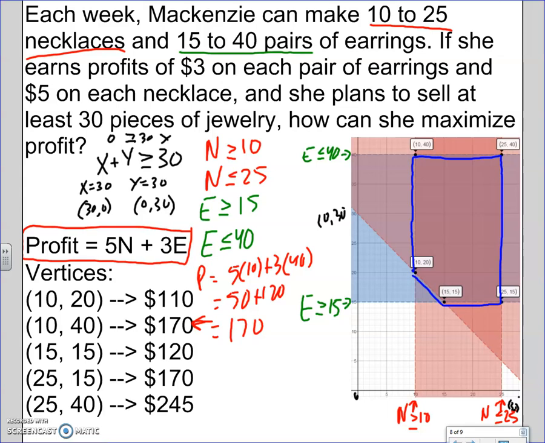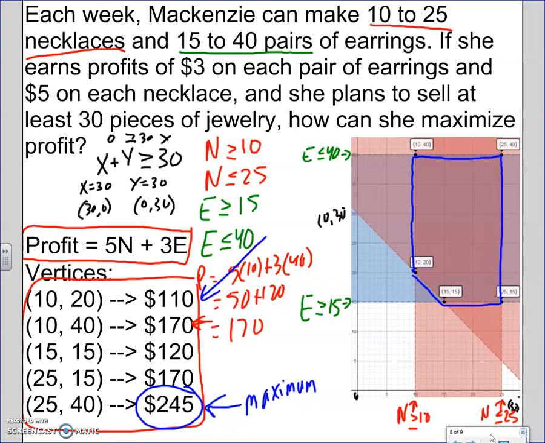By plugging in all these points, that's what this box down here is, you can see all the different numbers. She makes $110 for one situation, which makes 10 and 20. That's the minimum. She makes 120 from making 15. She makes 170 by making 25 necklaces, 15 earrings. Or if she does her maximum limit, she makes the full number of necklaces and earrings, 25 and 40, she'll make $245. That is her most profit. That's the maximum. And 110 right here, that is the minimum.